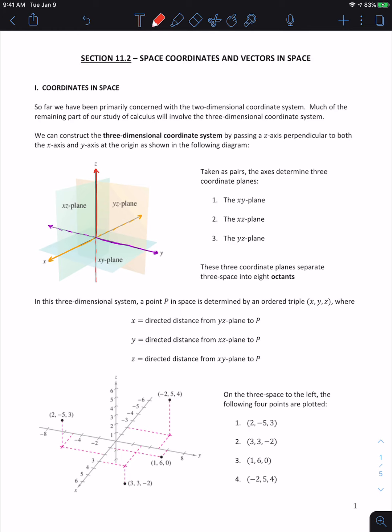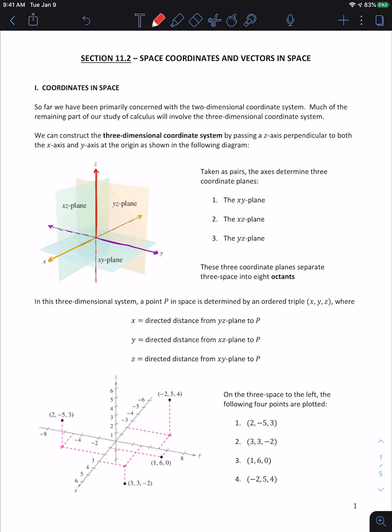So these three coordinate planes separate the three space into 8 octants. So remember, in the two-dimensional coordinate system in the plane, we had the 4 quadrants. Now we have the 8 octants, right? So it's this guy up here, this guy back here, this guy back there, this guy up here, and then all the same guys down below to the negative z values.